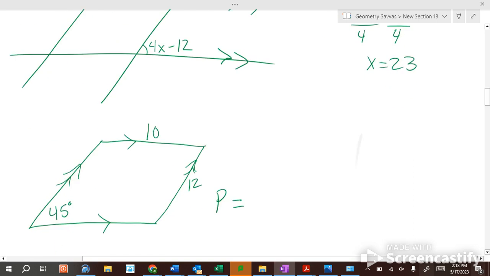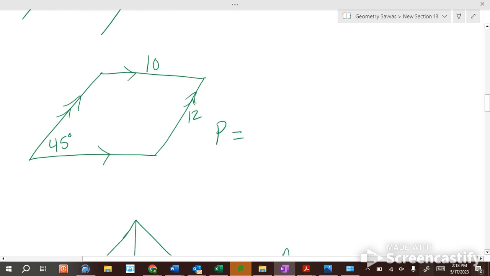Thank you. All right, what's the perimeter of this little bad boy here? Some people say 44. Does that 45-degree angle have a hill of beans to do with anything about the perimeter on this one? No. No, it's just a parallelogram. Opposite sides are congruent in a parallelogram. So this adds up to 44.